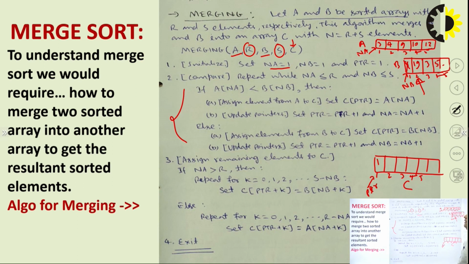So this is the simple way to merge sort. We would be required merging operations, and merging operation means we are going to sort two sorted array into a resultant array C. So this is the simple way. Let's see with the example again.